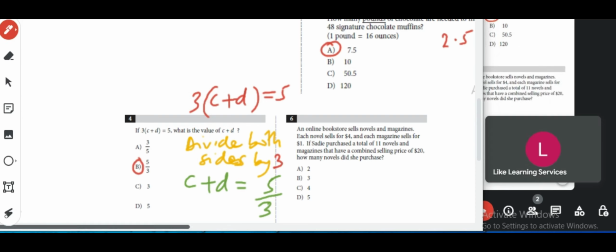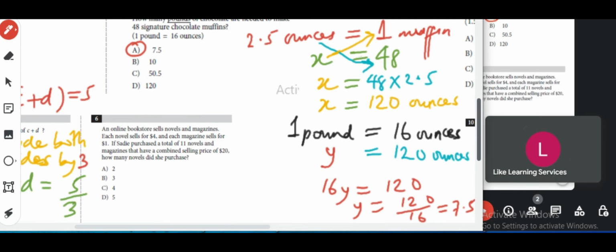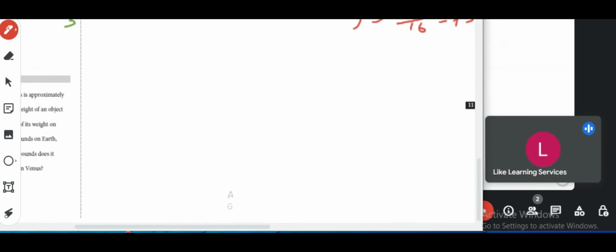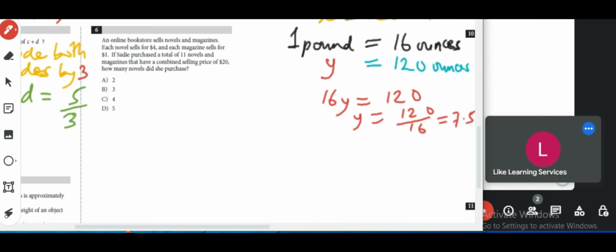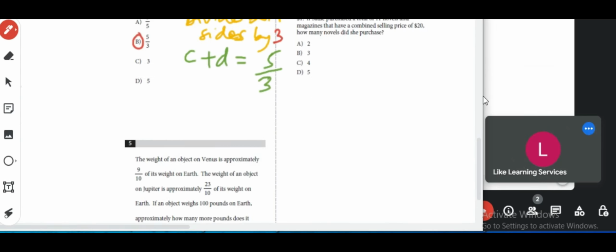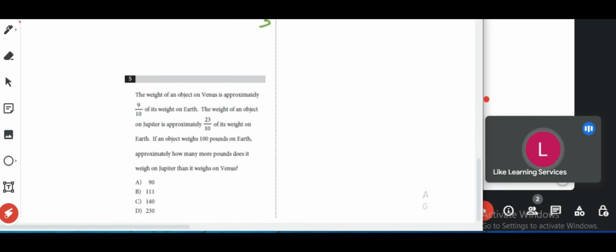Number 5 on this. Where's number 5? It's at the bottom of number 4. Okay. Scroll down. The weight of an object on Venus is approximately 9/10 of its weight on Earth. The weight of an object on Jupiter is approximately 23/10 of its weight on Earth. If an object weighs 100 pounds on Earth, approximately how many more pounds does it weigh on Jupiter than it weighs on Venus?